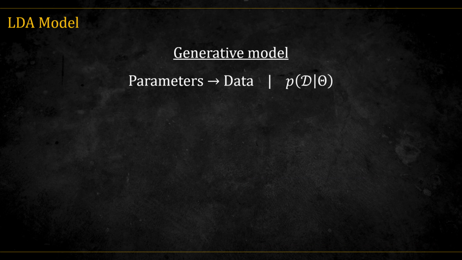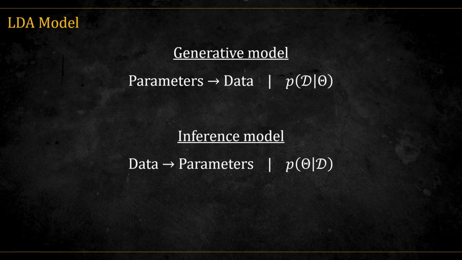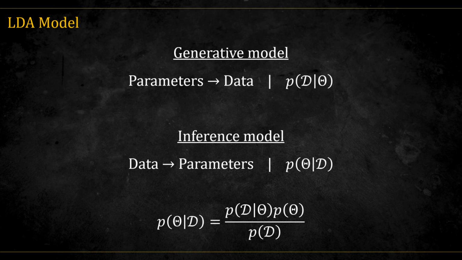What we specified now is the generative model. It's how, given a set of parameters, we can generate the data. But what we really care about is the inference model. How, given the data, we can fit the best parameters. And the way we're going to switch is using Bayes' formula. The capital theta here stands as a general notation for all parameters. It's not just the per document topic distribution.